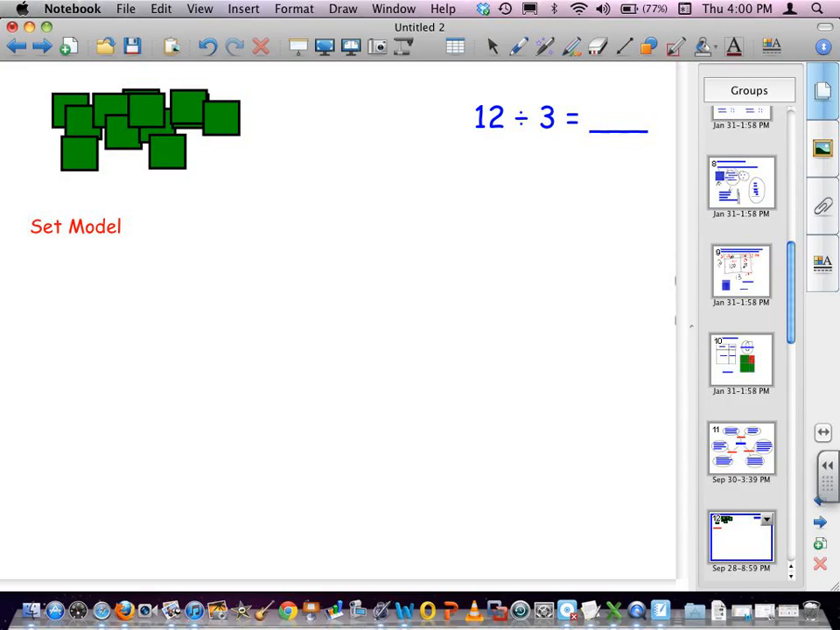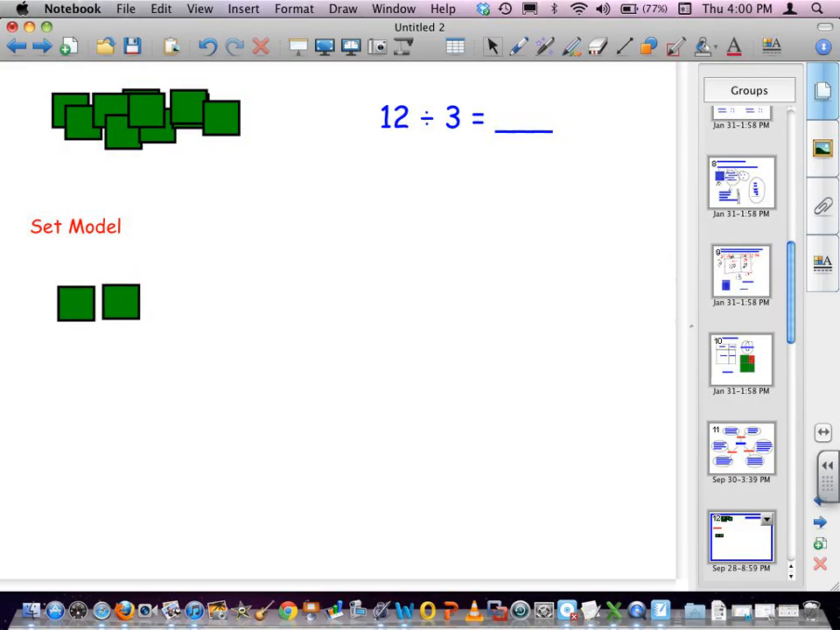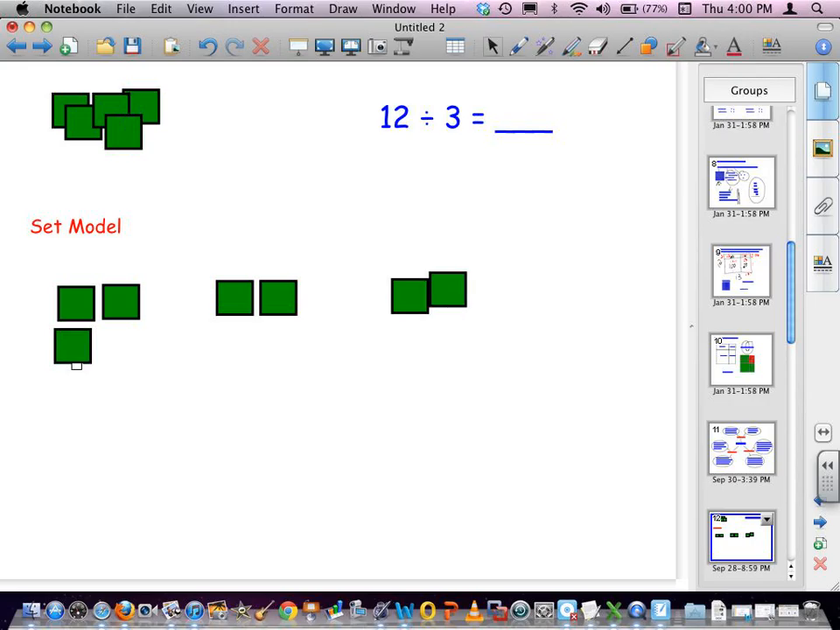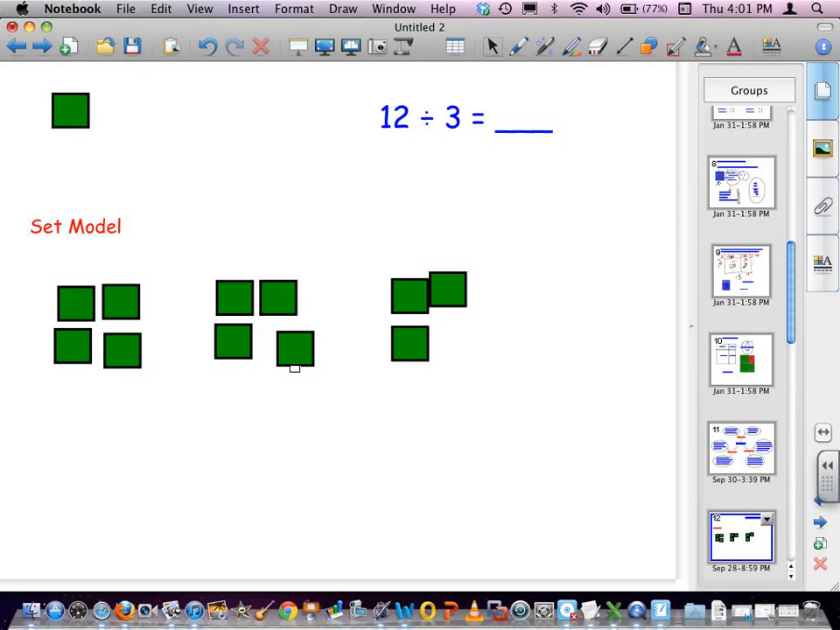Okay, so let's just look at a model. If I'm talking about 12 divided by 3 as my question, with a set model, that might mean take 12 squares and put them in 3 equal sets. So kids will start doing things like fair sharing, right? Like, oh, I give you some, and I give you some, and I give you some. Oh, I still have some more. Okay, well, I'm going to give you one, one, one. Oh, I still have enough more to give everybody one. So this is the notion of fair sharing.